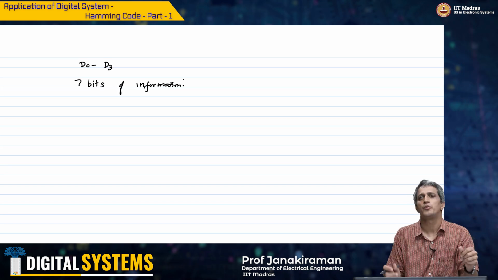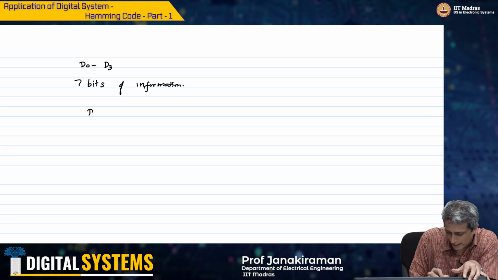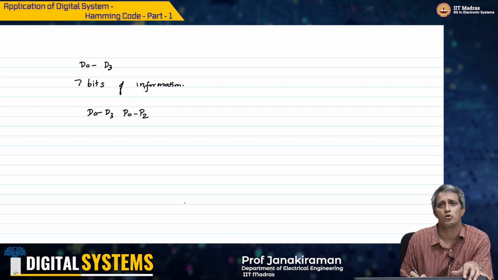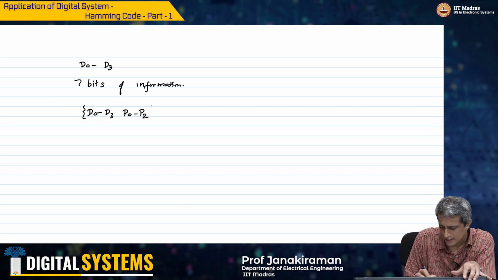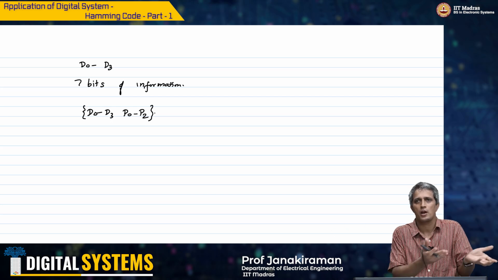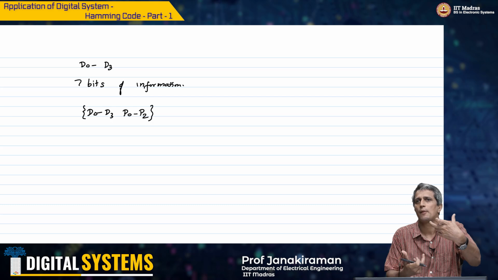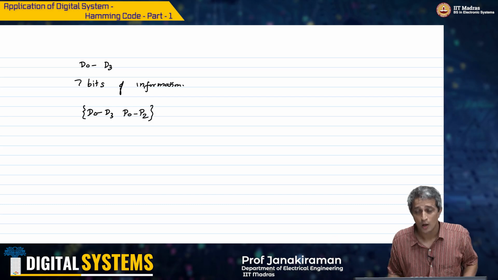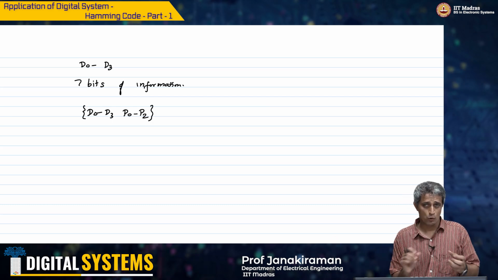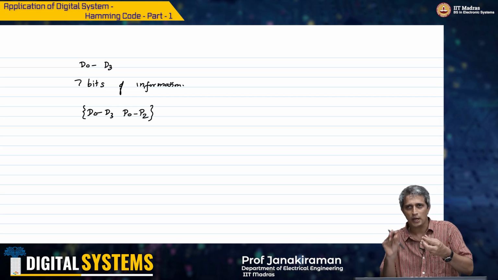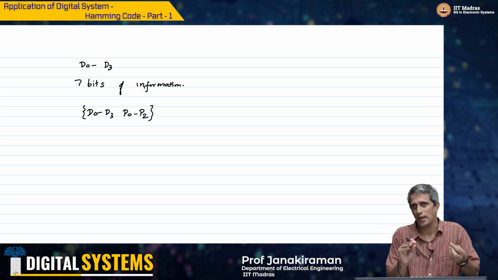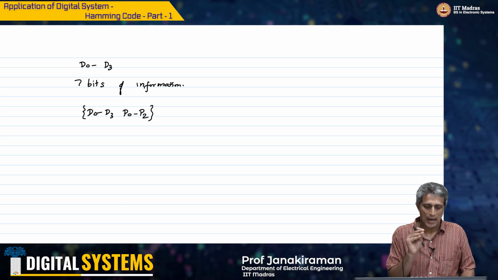Now I can do multiple things with this, right? I can just take D0 to D3 and then add the 3 parity bits P0 to P2, and just send it in this particular order. In the sense I have just taken 4 bits, appended 3 more bits and sent it. Or instead of this, I could choose to interleave the parity bits in a very clever way, and we'll see what that clever way is.